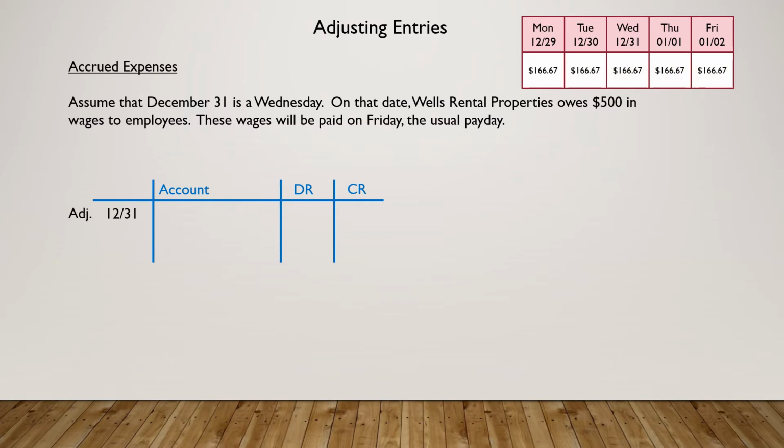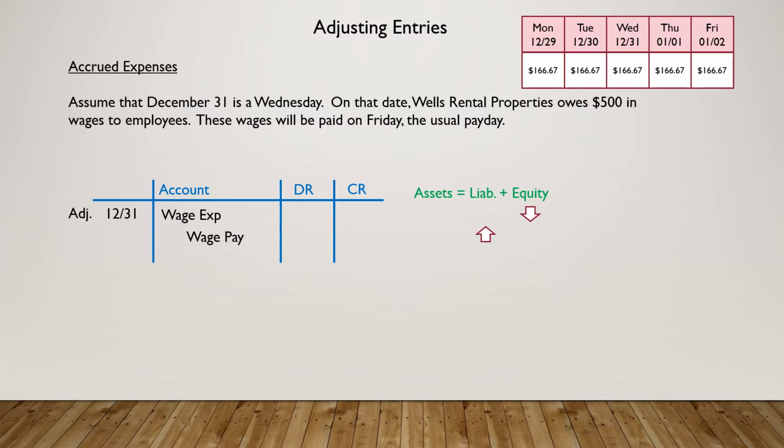$166.67. Now, let's examine the transaction. We've incurred this expense to our employees, which entails a reduction in equity via an expense. But we haven't paid them yet. As already stated, they'll get paid on Friday. In other words, right now we owe them this money, so we have an increase in our liabilities. For our decrease in equity, we'll debit wage expense, and to increase our liabilities, we'll credit wages payable.